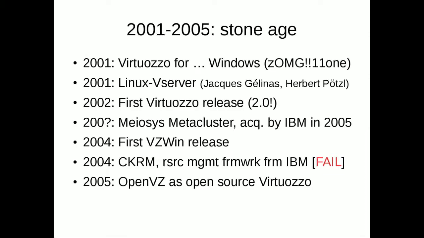Also in 2001, another Linux container project was started, called Linux VServer, and it's still here. It was started by Jacques Gélinas, and now it's run by Herbert Pötzl for the last 13 years, I guess. The only problem with Linux VServer is they don't really want to contribute the code back upstream into the upstream Linux, so it's totally off the mainline project. In 2002, we released the first commercial Virtuozzo, and we call it 2.0.